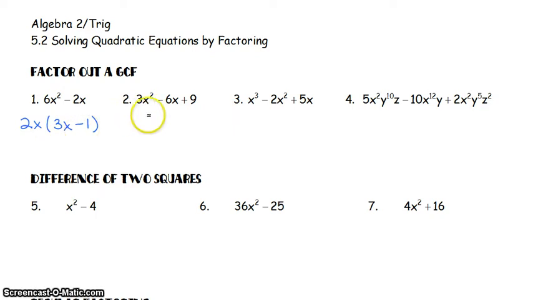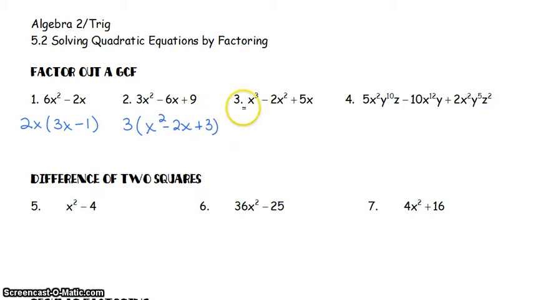When we look at number 2, we've got 3x squared minus 6x plus 9. We always check for GCF first, no matter what. And we look, we've got a 3, 6, 9. I can pull out a 3. Got 2 x's here, 1 there, no x's there. Therefore, they don't share any x's, so all I can pull out is a 3. 3 divided by 3 is 1x squared. Pull down that minus sign. 6 divided by 3 is 2x plus 3. 9 divided by 3 gives you your 3.